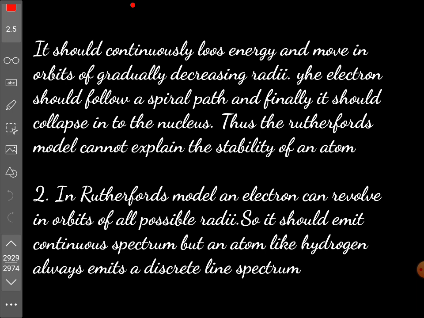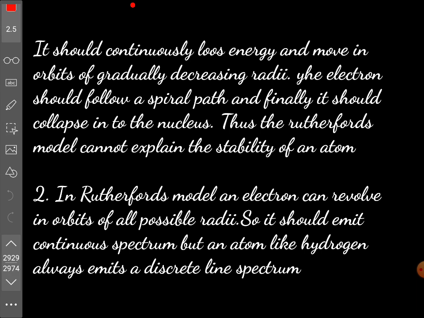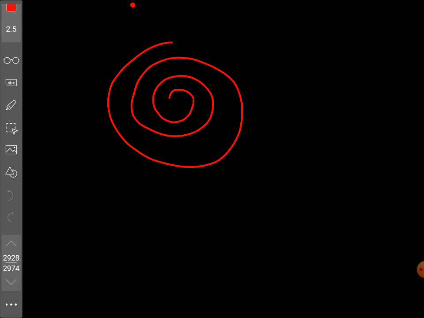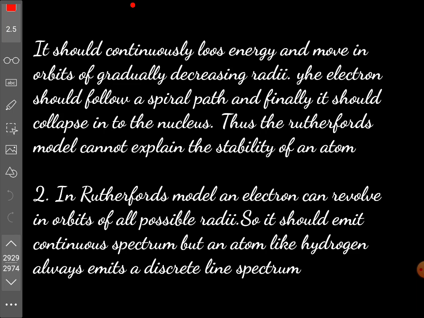Secondly, in Rutherford's model, an electron can revolve in any orbit, so it should emit a continuous spectrum. But atoms like hydrogen always emit a discrete line spectrum. So Rutherford's atomic model could not explain this. In the next video, we are going to understand Bohr's atomic model.